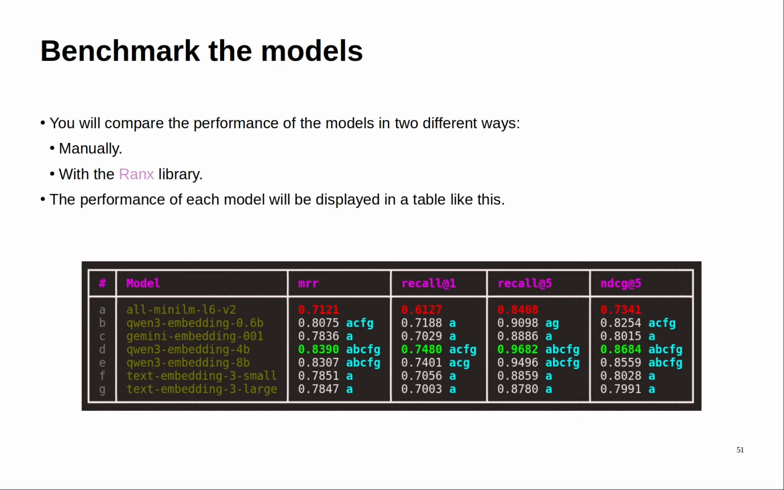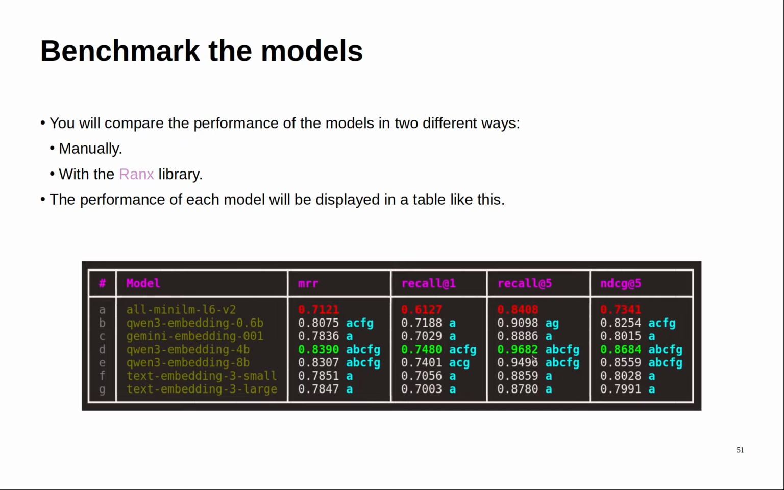Here is an example of what we will get at the end of this video. As you can see, we have the 7 models that I have used in the previous step. We have closed models and open source models. We are going to use both of them. And in the other columns, we have the metrics. We have 3 metrics, MRR, recall, and NDCG. And inside each column, or inside each cell, we have the scores.